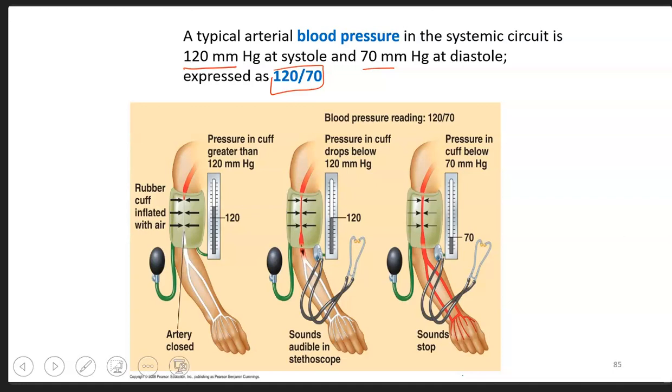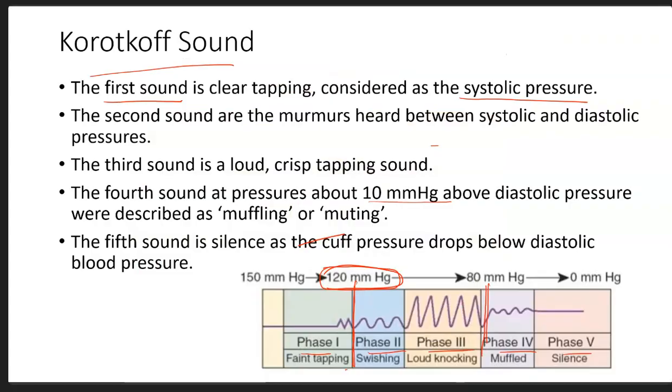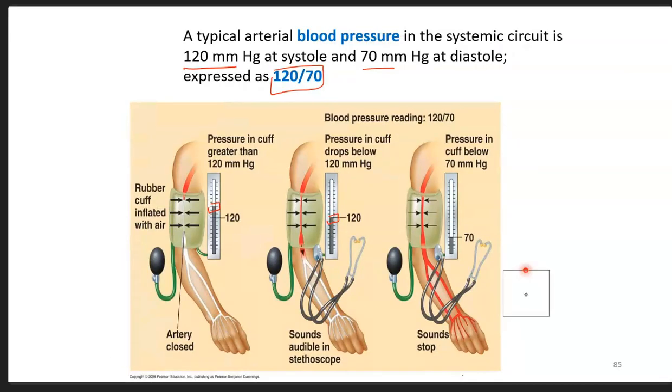So first you pump the cuff above 120, around 150, and then you let the pressure to be released from the cuff. And then the point that you hear the first sound is the measurement for the systolic pressure. The point that the sounds disappear gives you the diastolic pressure.